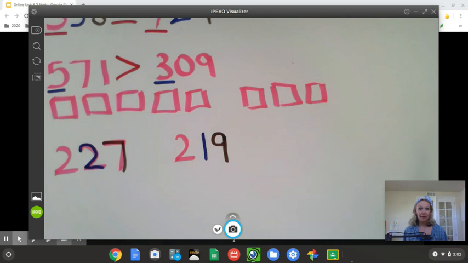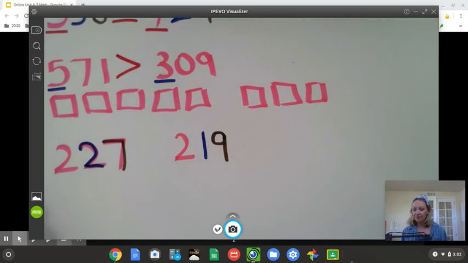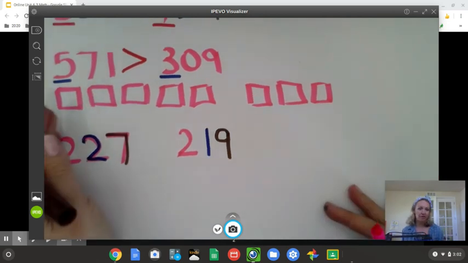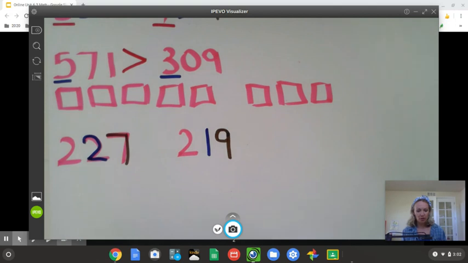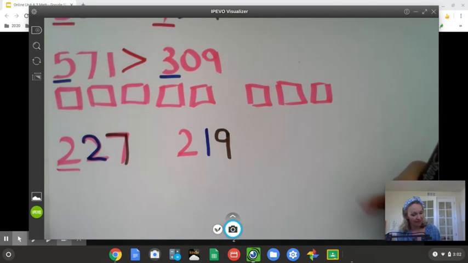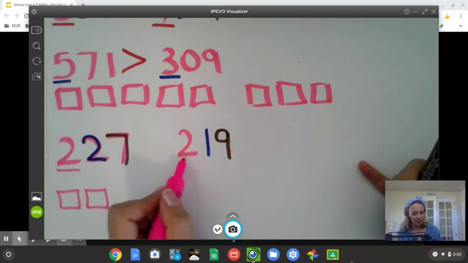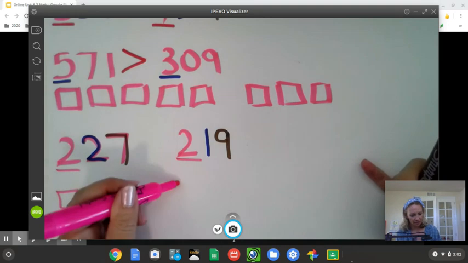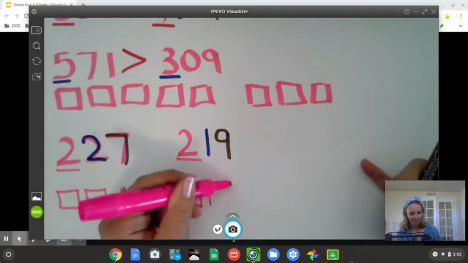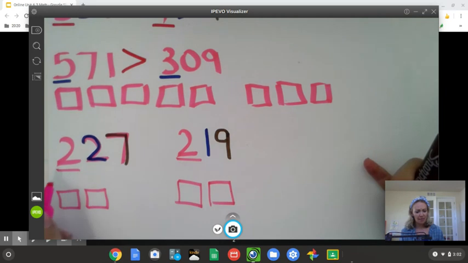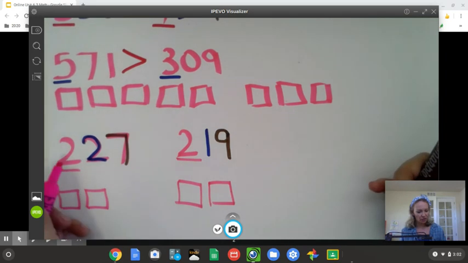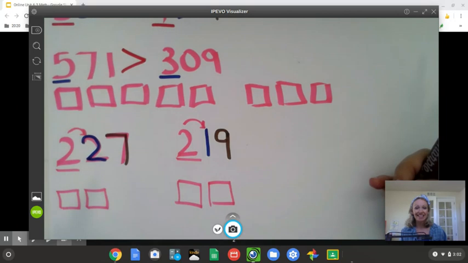Okay, now first, if you're making drawings or if you're just going from left to right, you're going to look at your hundreds. So in this, I have 200 blocks, and I'm comparing it to 200 in this one, which is the same. So if you have the same first number, then you go to the next. So I'm going to look now at my numbers in my tens place.